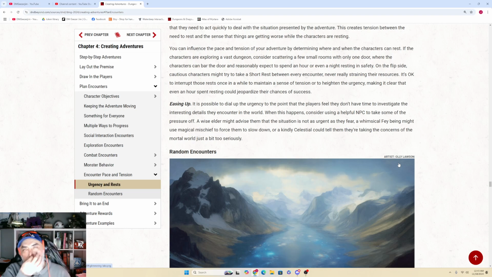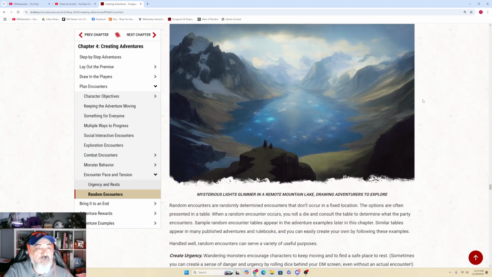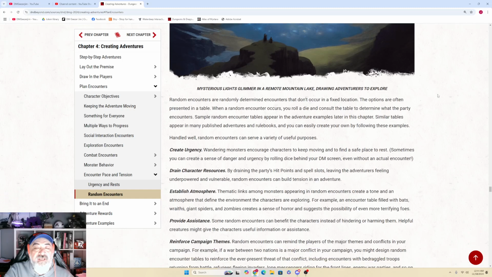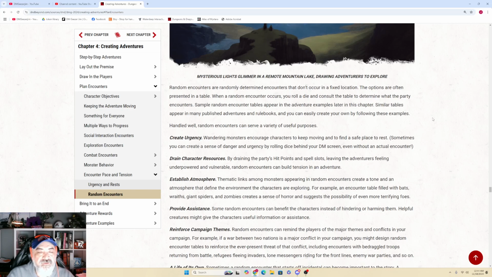Random encounters. Last section, I believe, here for our planned encounters. Random encounters are randomly determined encounters that don't occur in a fixed location. These options are often presented in a table. When a random encounter occurs, you roll a die and consult the table to determine what the party encounters. Sample random encounter tables appear in the adventure examples later in this chapter. Similar tables appear in many published adventures and rulebooks, and you can easily create your own by following these examples.